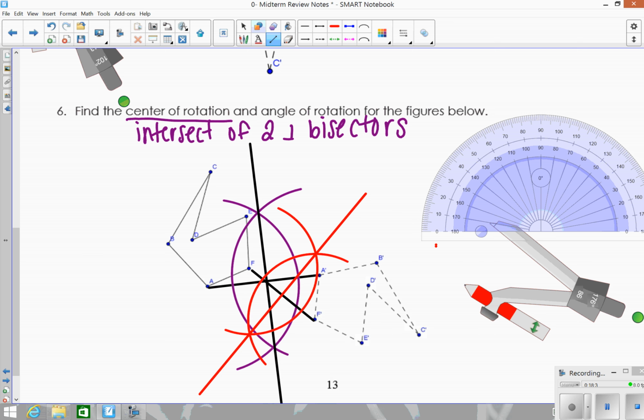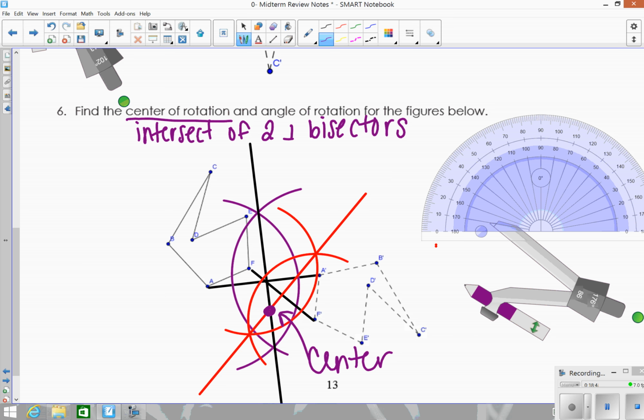I'm going to make this red. And then where that perpendicular bisector intersects with the first perpendicular bisector, here's my first perpendicular bisector, here's the second, that's going to be the center. So this is the center of rotation. So that's equidistant from all of the pre-image and image points.